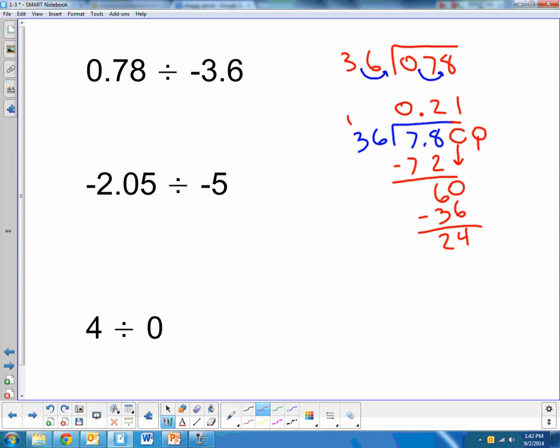Add another 0. Pull it down. 36 into 240. I'm going to guess 6 times. But again, I'm not positive, so I'm going to guess. 6 times 6 is going to give you 36. 6 times 3 is going to give you 18. And we got 21 there.